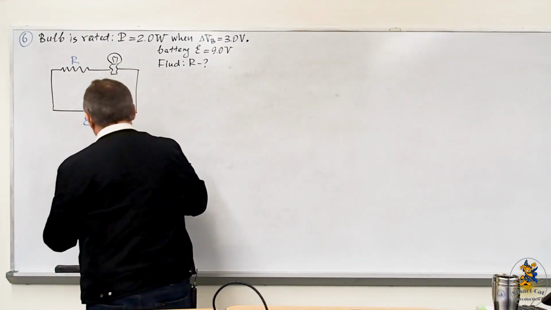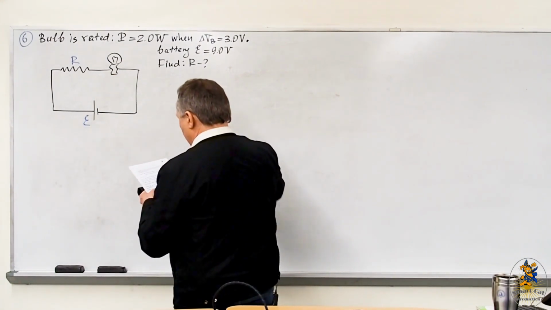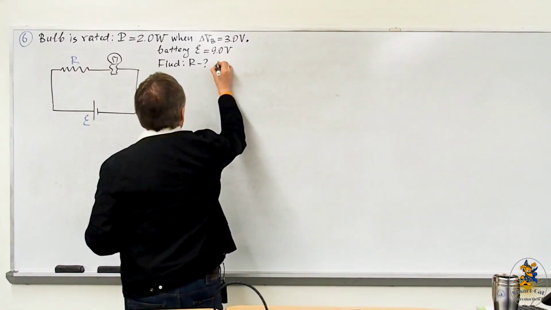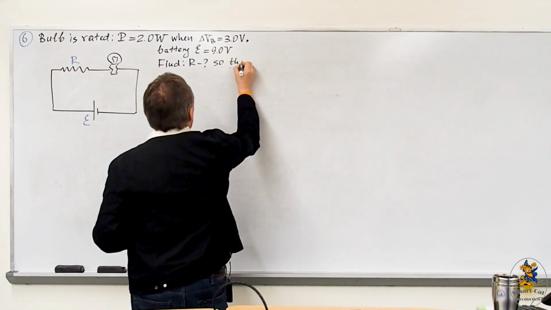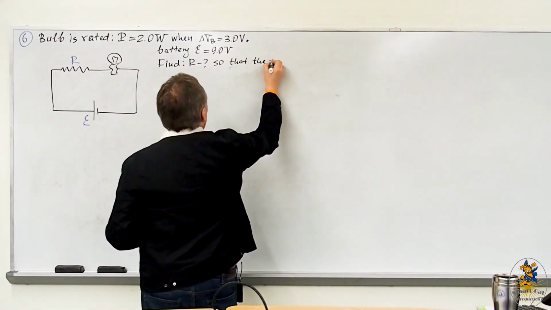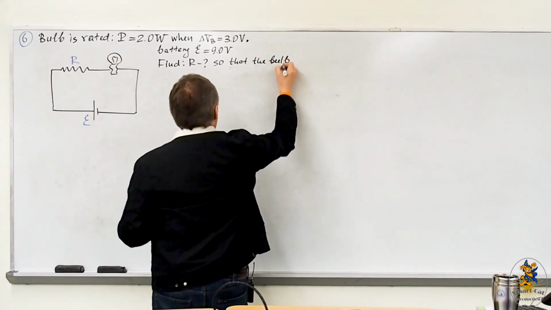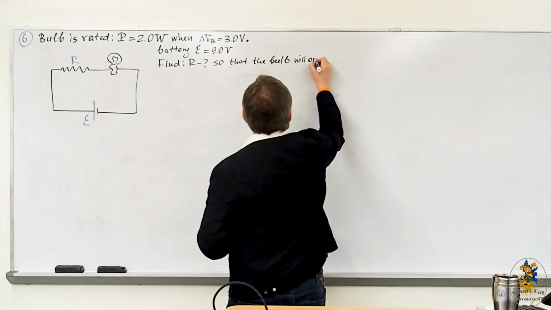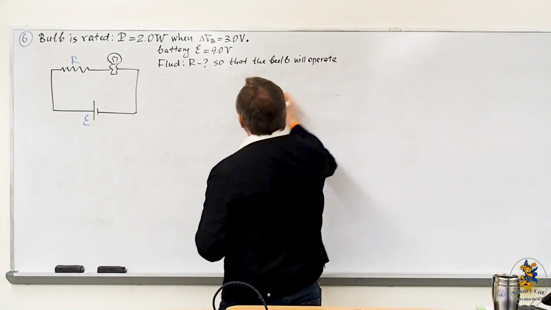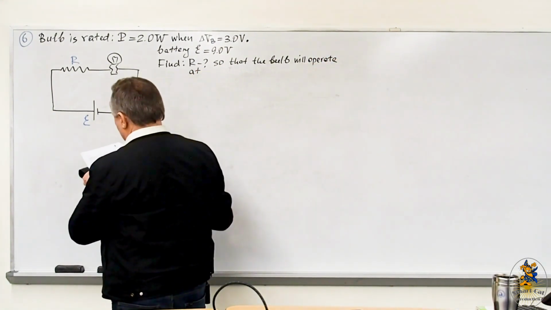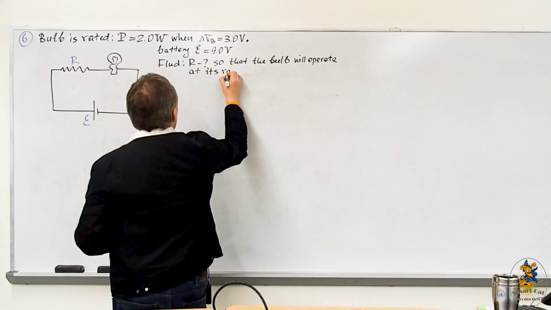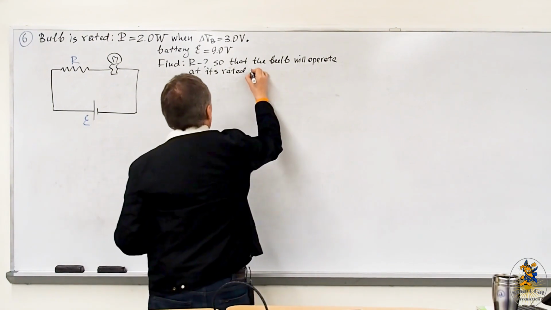So let me write that in a sentence. We need to find R so that the bulb will operate at its rated voltage and power.